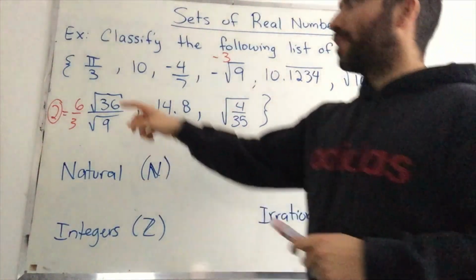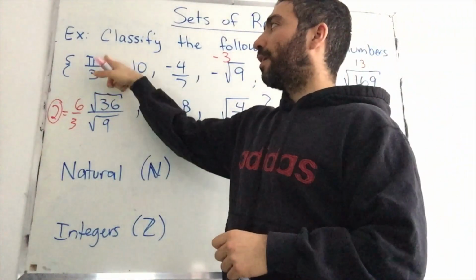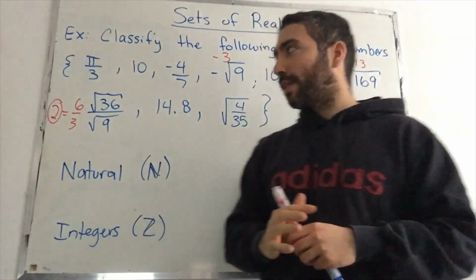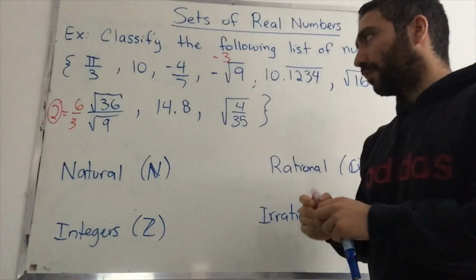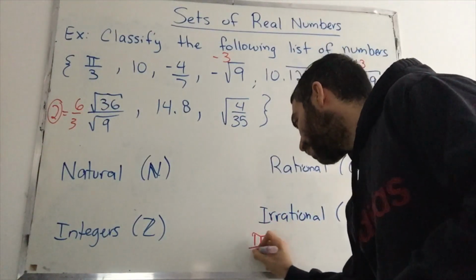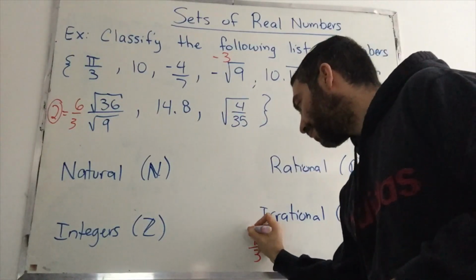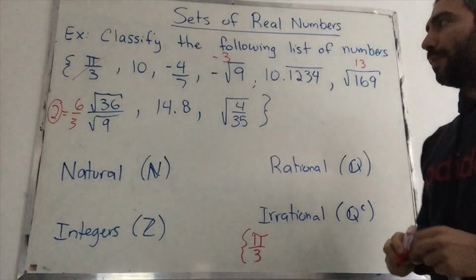So the first one we have is pi over 3. Since you see pi, although we have a fraction as we saw in the previous example, this is still irrational. So let's put that one in here. Let me put it in red. Pi over 3 comes here. This is the answers. So that one's done. Pi over 3 is irrational because we have pi in it.